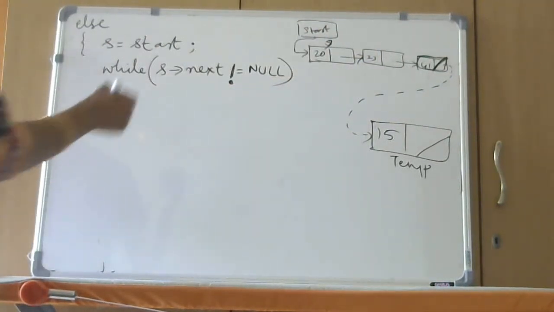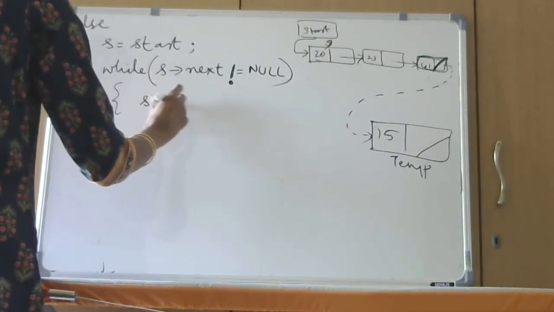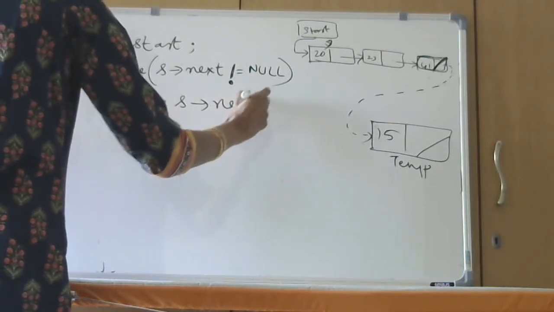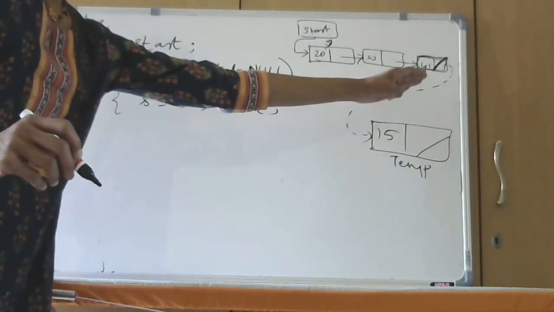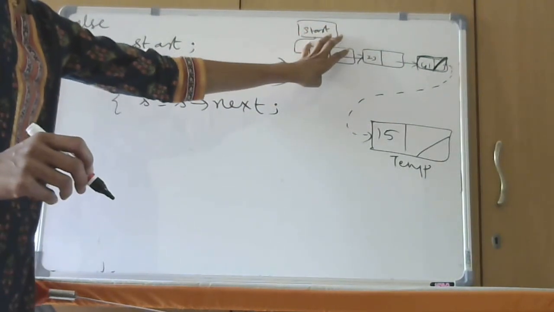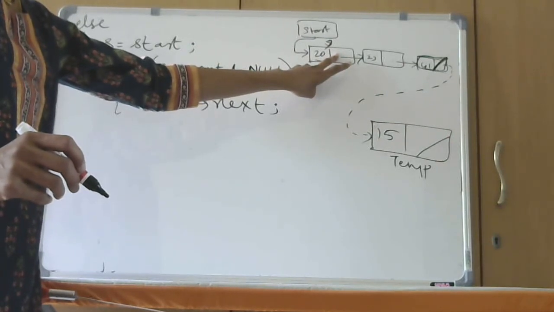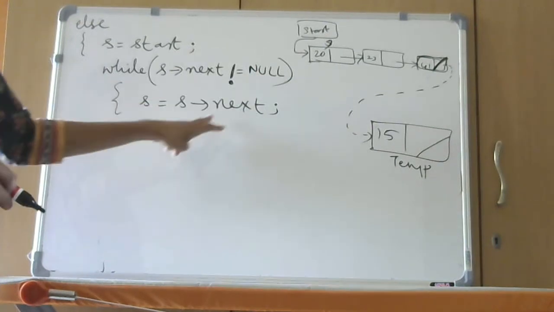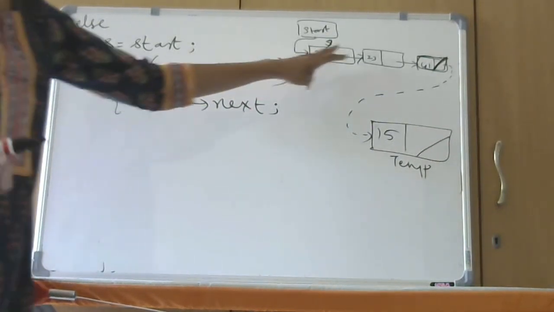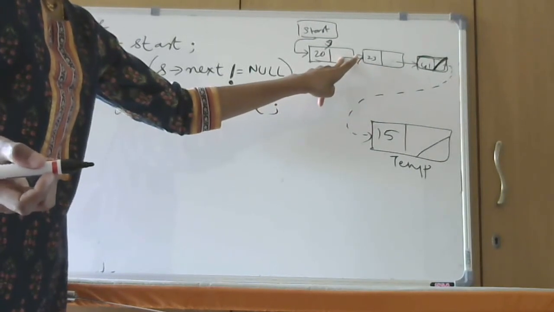Okay, what should I do? It is not equal to null, so what should I do? I will simply write S is equal to S of next. That means I have to go further. This is my S. S is equal to start. S of next, is it null? It's not null. While S of next is not null, what should you do? S is equal to S of next. So this will become my S. S of next is what? S is equal to S of next.